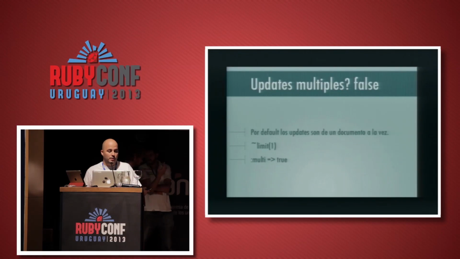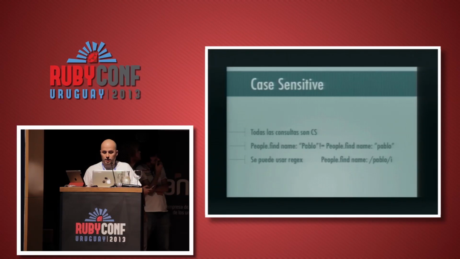Multiple updates are not included by default. So you do one document at a time. All updates are one document at a time. It's like a limit of 1. You cannot do a limit of 5 or 10. You either force this with a multi: true parameter, so it does all the multiple updates, or if not, you do it one at a time.